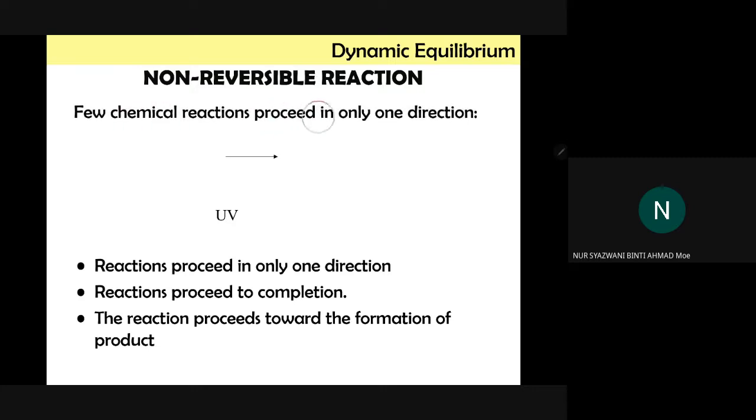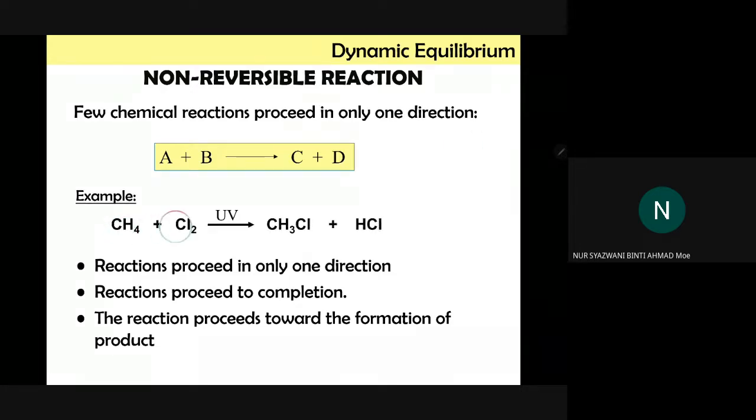Few chemical reactions proceed in only one direction. Seperti yang kita tengok dalam kebanyakan tindak balas, kita akan ada A tambah B jadi C tambah D. Dia satu arah saja. Okay, so kalau kita tengok contoh tindak balas dia, example, kita ada CH4 reacting with Cl2 under UV, kita akan dapat CH3Cl plus HCl. Dan kita tengok anak panah ini, dia menuju ke satu arah sahaja. Okay, so it only appears on one direction only.